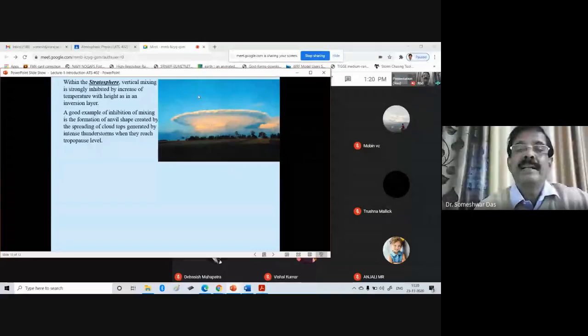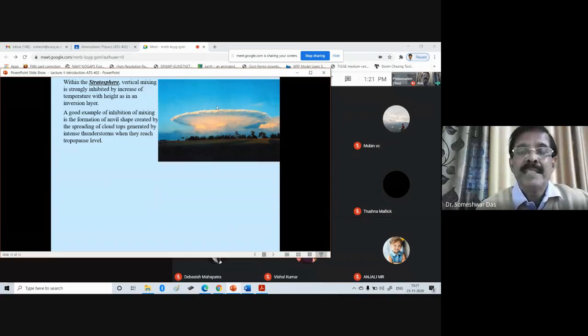And what you see here is the anvil, the top of the cumulonimbus cloud spreading horizontally. It is not able to go further up. See, it spreads horizontally, right? There is a deep cumulonimbus cloud, and the top is spreading horizontally. It is not going further high because of the presence of the inversion, because it has almost reached the tropopause. Above that, the temperature is higher, increasing. So it cannot penetrate, right? So there is an anvil here.